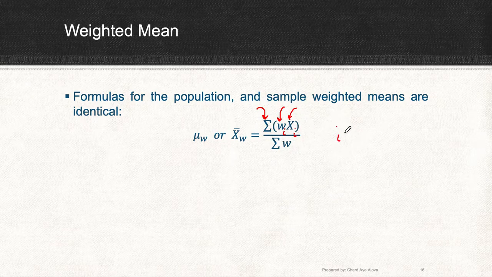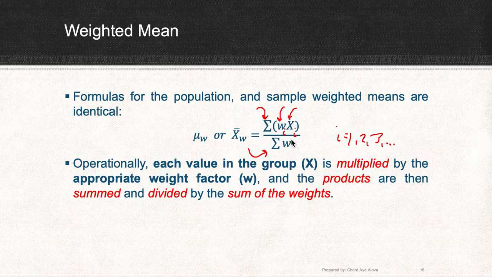So let i be 1, 2, 3, and so on. So we have the weight of i times the value of i. You get the product, and then you sum all the products, and you divide it by the sum of the weight factors. So operationally, the textual definition is: each value in the group X is multiplied by the appropriate weight factor, which is W, and the products are then summed and divided by the total sum of the weights.